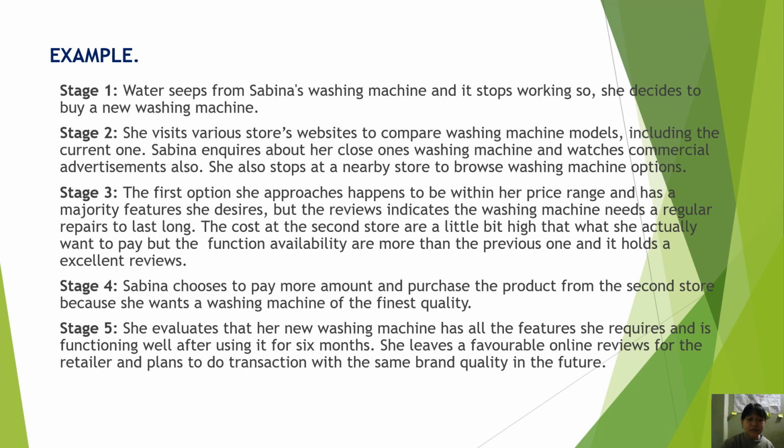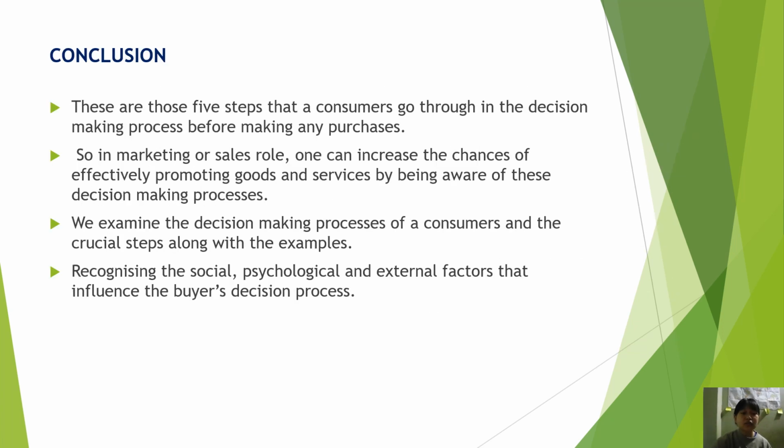So this is how the 5 stages are explained, and after understanding all the stages we have come to the conclusion that these are the 5 steps that the consumer goes through in the decision-making process before making any purchase. So in a marketing or sales role, one can increase the chances of effectively promoting goods and services by being aware of this decision-making process. We examined the decision-making process of a consumer and the crucial steps along with examples, recognizing the social, psychological, and external factors that influence the buyer's decision process.